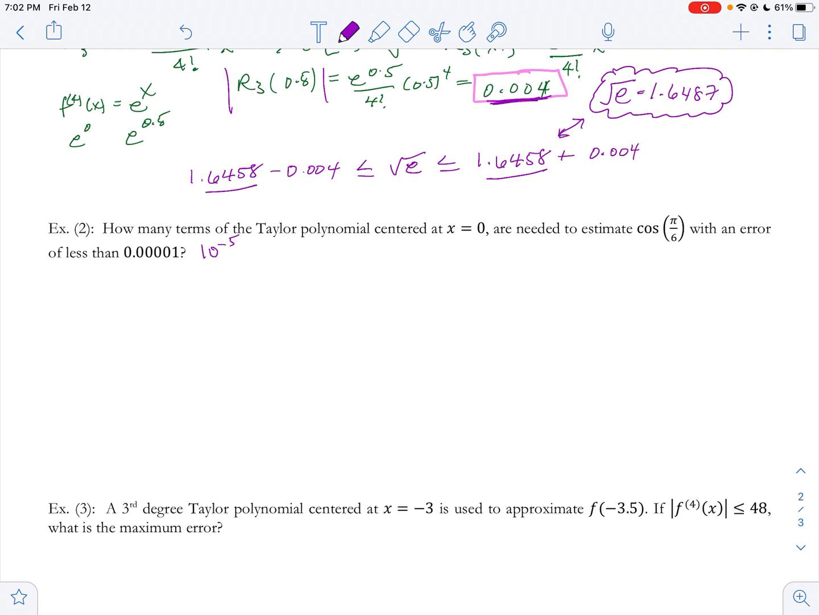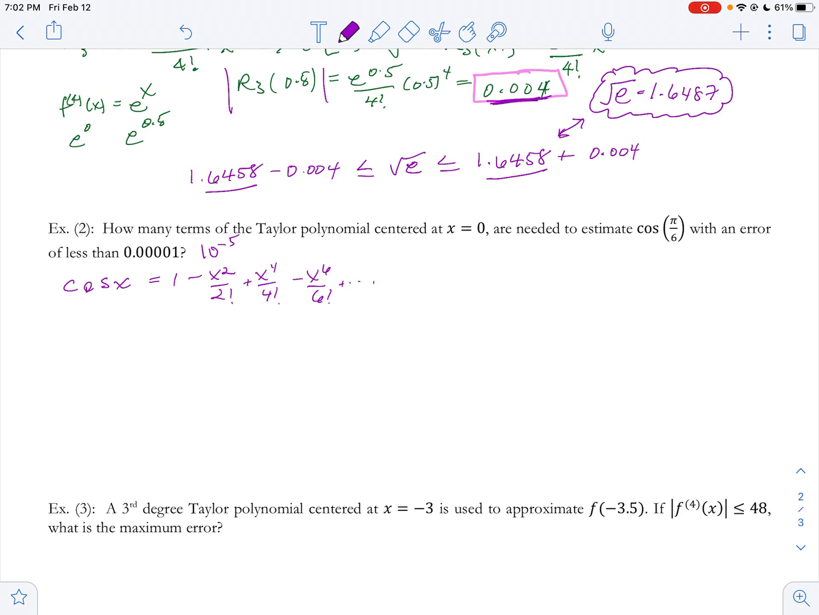Okay, so for this kind of a problem, we're using the cosine. So remember that the cosine is equal to 1 minus x squared over 2 factorial plus x to the fourth over 4 factorial minus x to the 6 over 6 factorial and so forth. Now we don't know how many terms we need to go out to, but we have at least an idea of what it looks like.